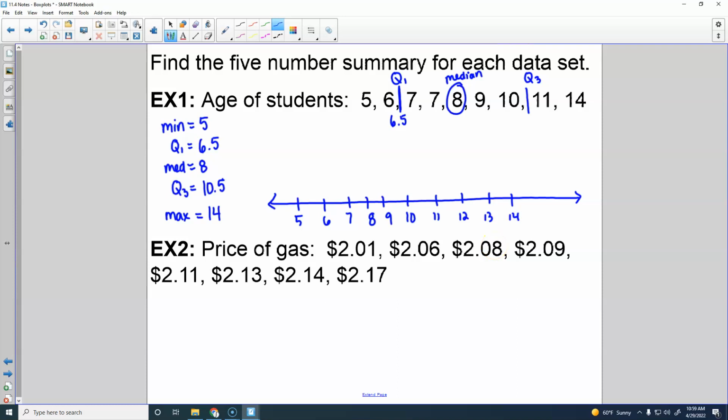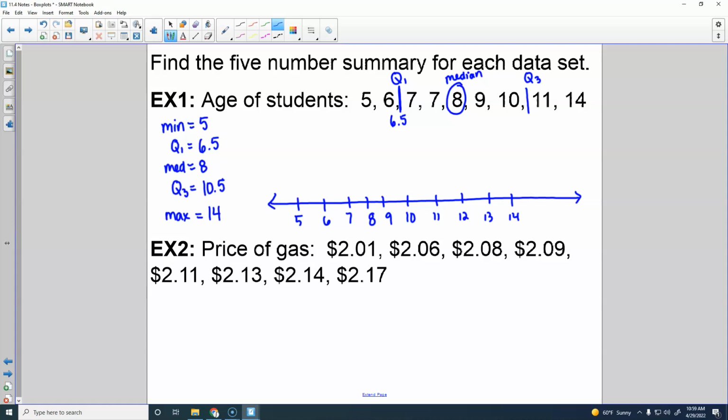Is this basically what we've been doing, or are we doing something different? It's a little bit different. It includes some of the stuff we've been doing because we're still talking about median, but these quartiles are going to be different, and we'll be making this box plot here.